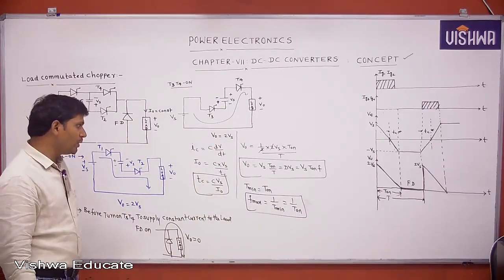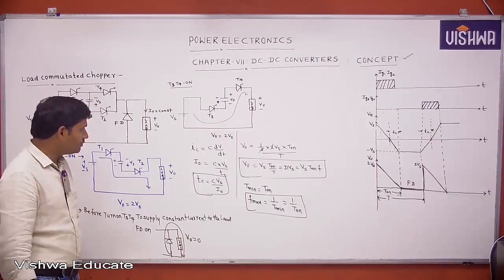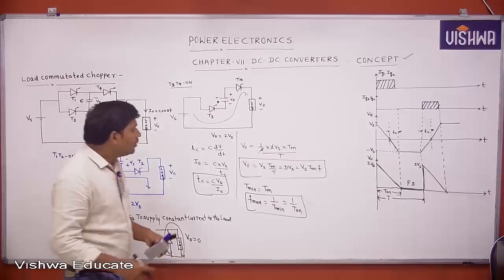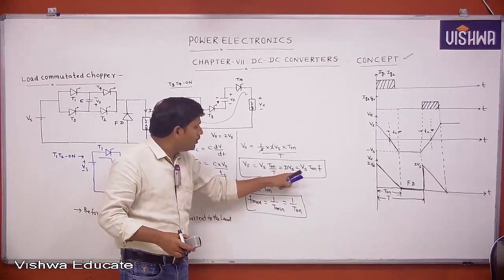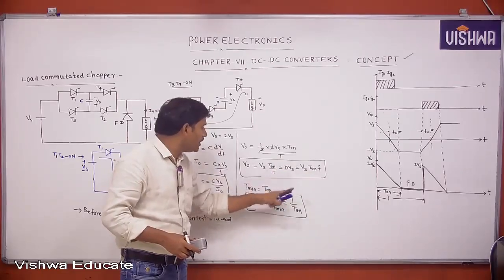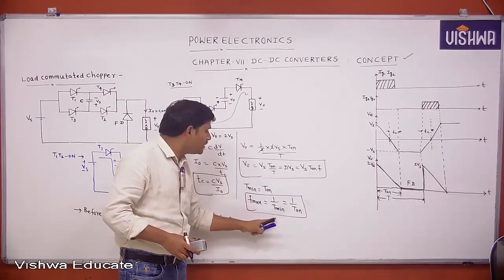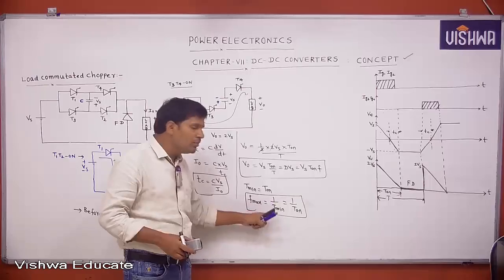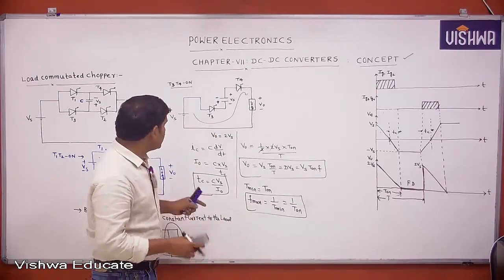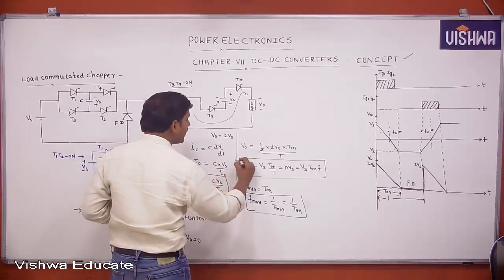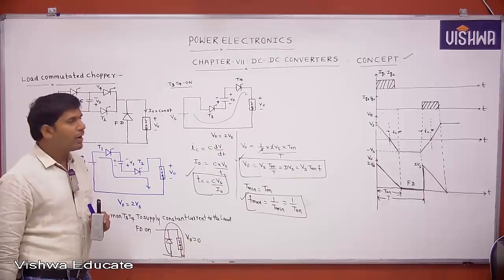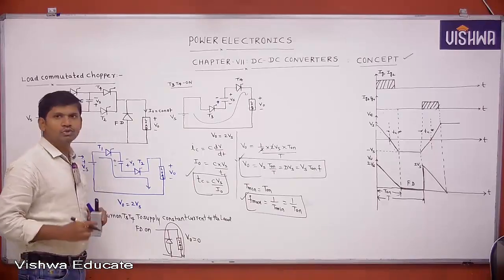Next, one more point to remember. Here we are getting V naught equal to Vs into T on by F, that equals dVs. Then maximum frequency of operation equals 1 by minimum on time. Minimum on time is T on. And this is the circuit turn off time. This is the average output voltage, and this is the maximum frequency of operation. These points you remember with respect to load commutated chopper.